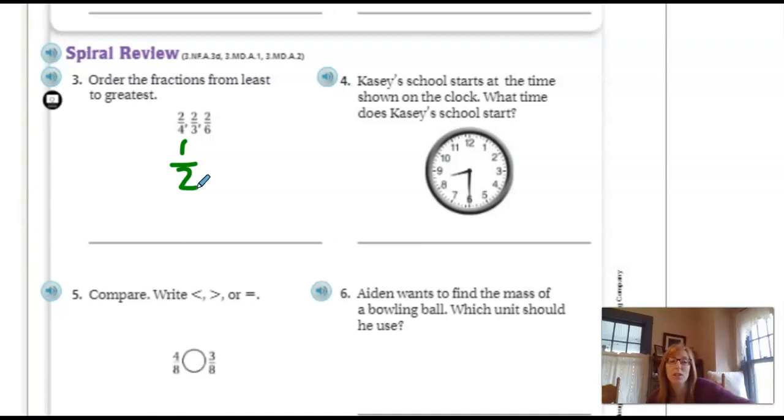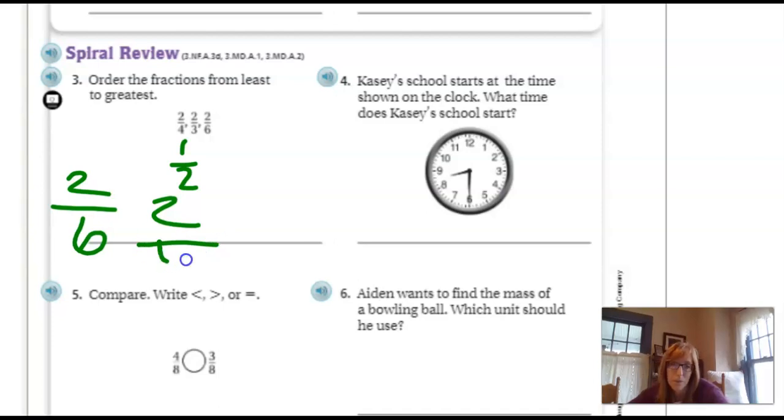So order the fractions from least to greatest. Hopefully you saw that it was 2/6 because that's less than half. Then 2/4, which would have been half. And then 2/3, which is more than half. Okay. I always look for the halves and then I find out what's greater than a half and what's less than half.